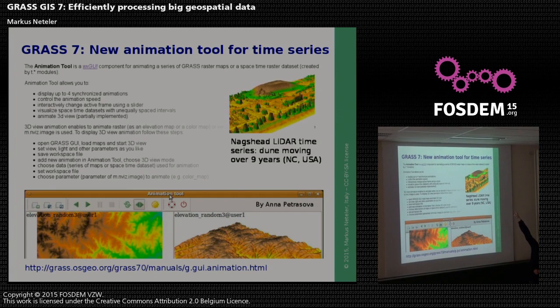And you can see how this dune is moving over time, because it's transported, let's say, by sand transport by wind, and you see also houses being built up and even disappear because they get probably destroyed by some bad weather event and so forth.